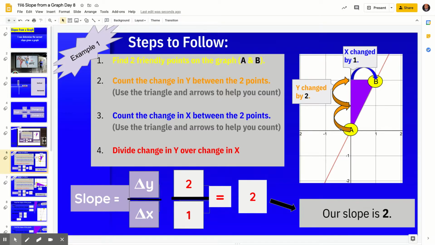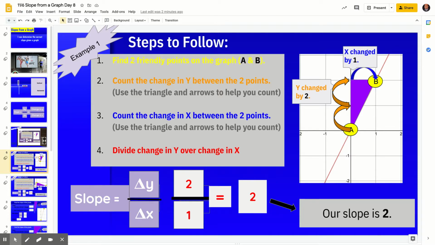So the y-axis, which is up and down, went up 1, 2 times. The x-axis, which is left and right, went over 1 time. And the last thing is divide our change in y over the change in x. So if our change in y was 2, indicated by the orange, and our change in x was 1, indicated by the blue, 2 divided by 1 is 2. So our slope is 2. And you'll notice it's a positive 2. So we have a positive slope.